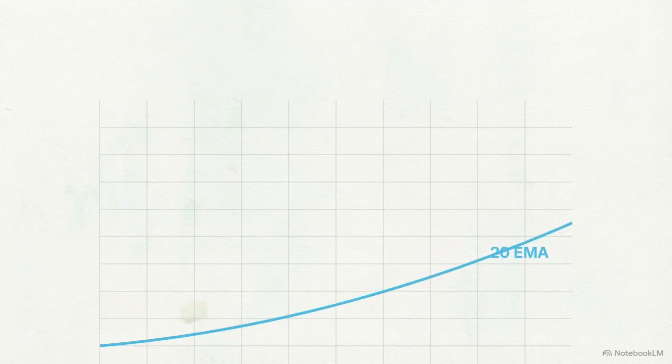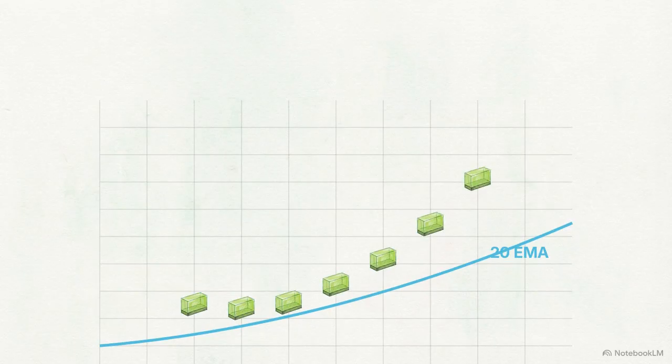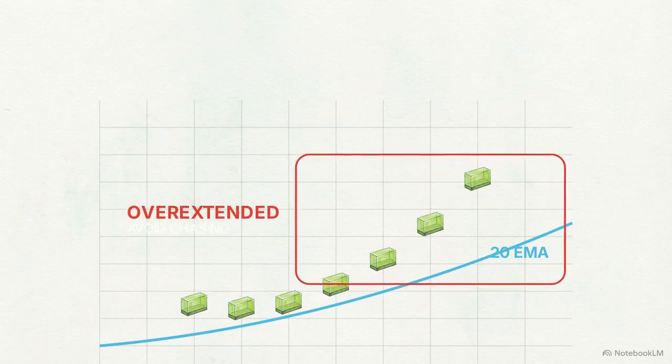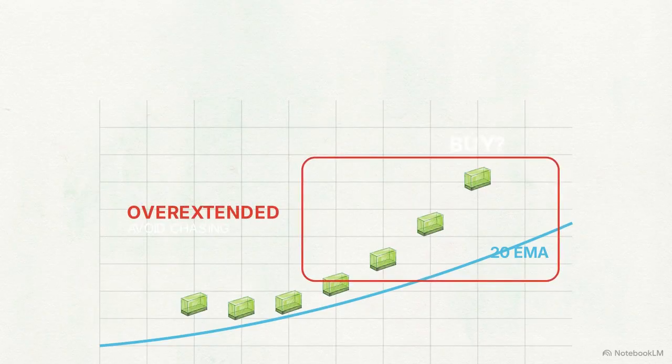Now we apply our baseline metric. Add the 20-period exponential moving average to the chart. Here is our ideal setup: a tight cluster of green Heikin-Ashi candles resting right against the 20 EMA line. But if price accelerates too fast and candles float way above the 20 EMA, momentum is overextended. Buying here is chasing the trend.